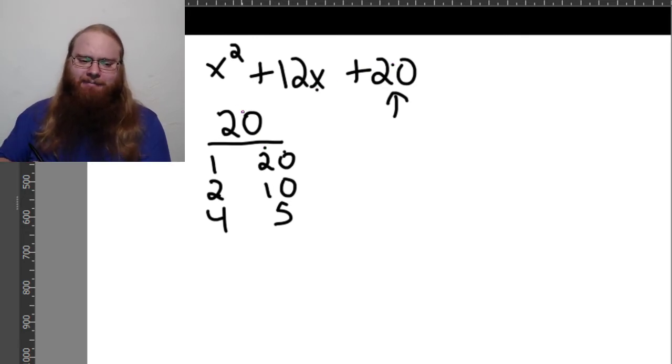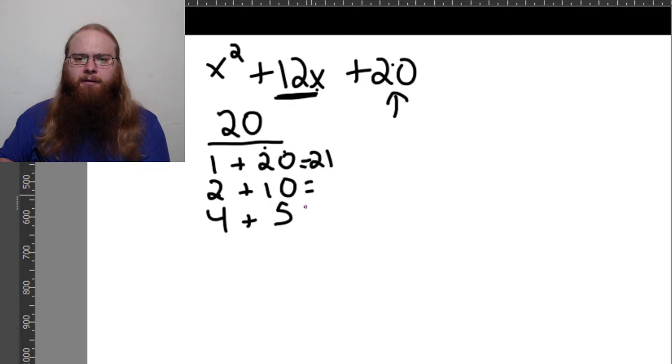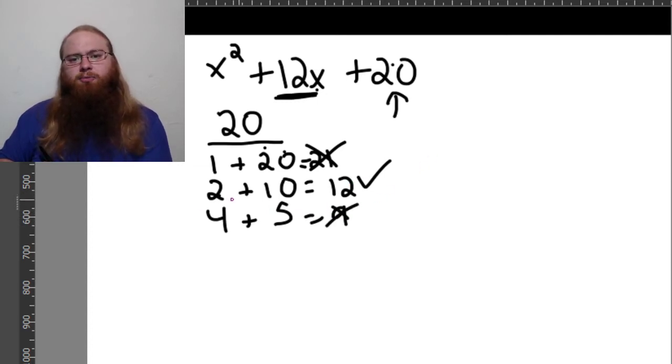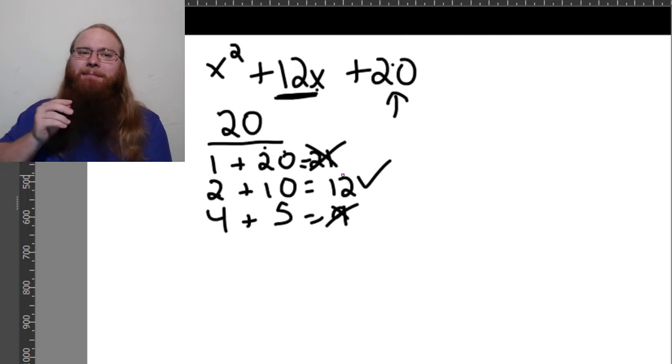The second step is adding these numbers together to try to get this middle number. So, we're going to add these together and see if we can get that middle number. 1 plus 20 is 21. That's not it. 2 plus 10 is 12. That's what we're looking for. And just because I don't like leaving things unfinished, 4 plus 5 is 9. That doesn't work either. So 2 plus 10 is 12. That's that middle number.